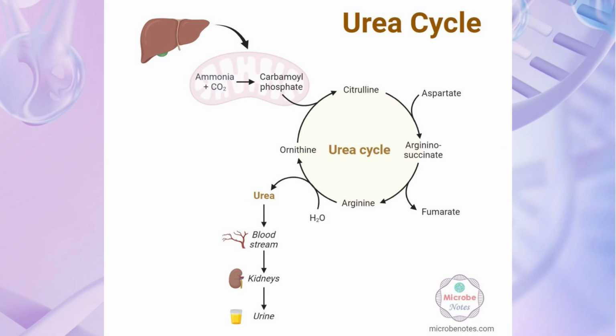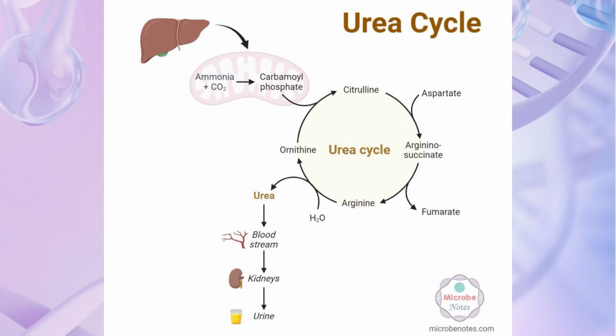After the formation of carbamoyl phosphate, it combines with the amino acid ornithine to form citrulline. This reaction is catalyzed by the enzyme ornithine transcarbamylase. In the next step, citrulline is transported into the cytoplasm, where it combines with the amino acid aspartate and leads to the formation of argininosuccinate.